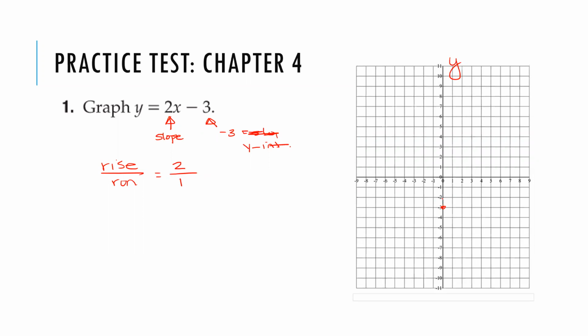So the rise means you go up 2, and the run is also +1. So you go over 1, or you can even go down 2 and to the left 1, right? Because negative divided by negative is positive. So now you can draw your line, or graph it, right?